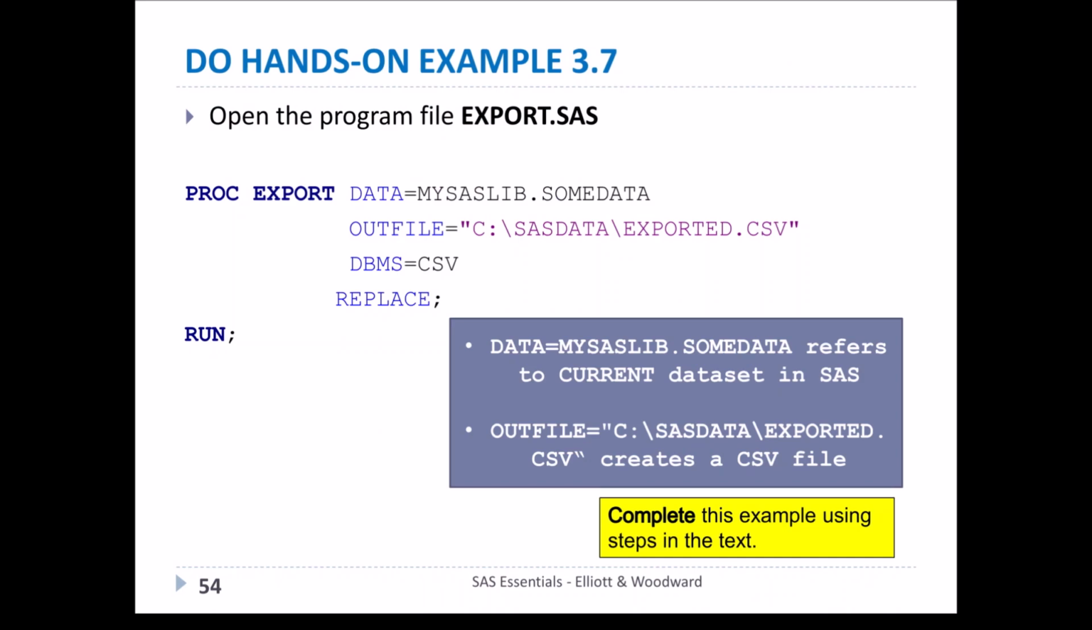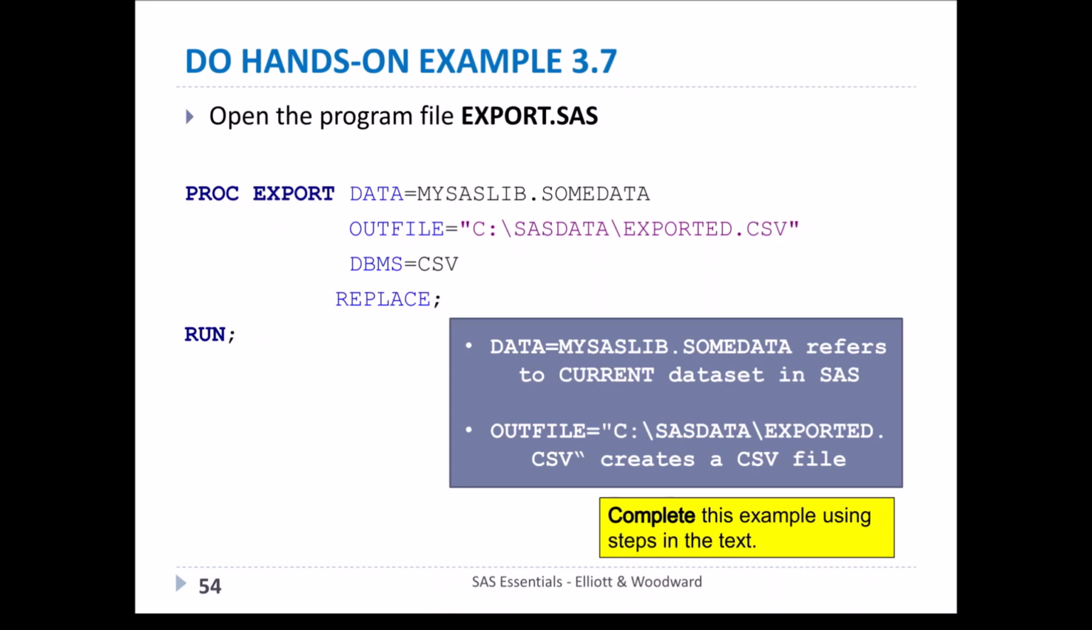All right, so let's do example 3.7. Open the file called export.sas, and you'll see this is what it looks like. What we're going to do is read in our old friend some data from my SAS Live, and we're going to create an output file called exported.csv. So what are we doing here?